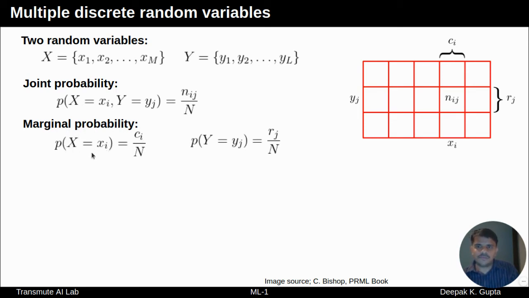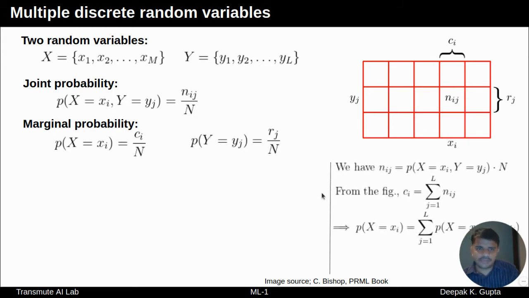So what it would mean is that the probability that x is equal to xi, and from the grid we see that for x equal to xi, the total is the sum of this cell and this cell. So the entire sum, that is ci, divided by capital N. That's what we see here, the marginal probability of x equal to xi. Similarly, the marginal probability of y equal to yj is the sum across this whole row, that is rj, so rj over N. That is what marginal probability is.